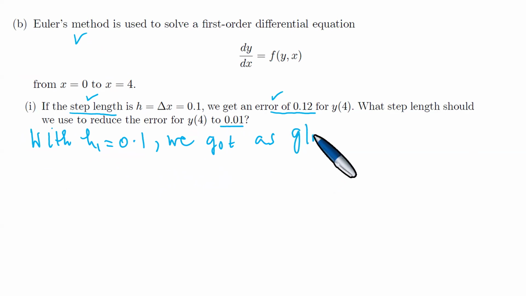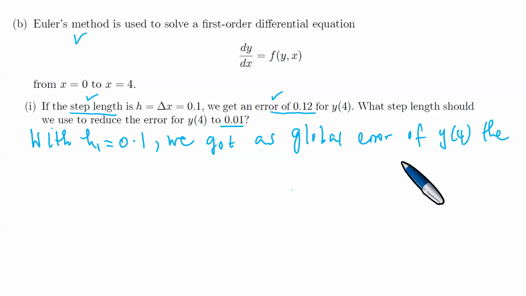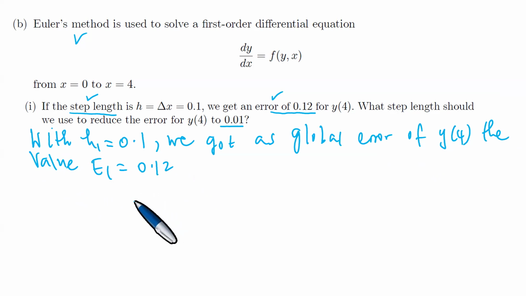as global error, global error of y at 4, the value E1, 0.12. With step length h equals 0.1, we got this global error of y at 4, the value E1 equals 0.12.